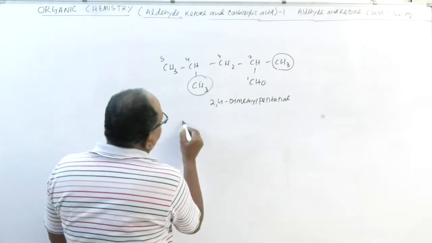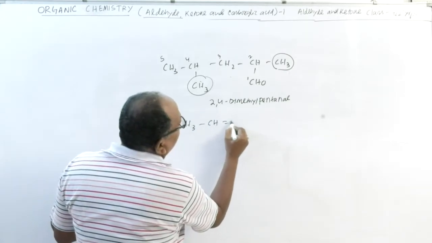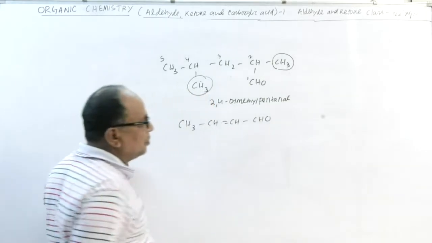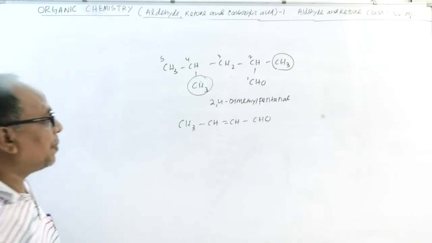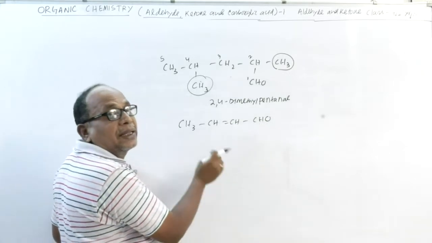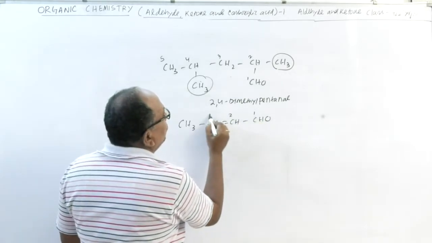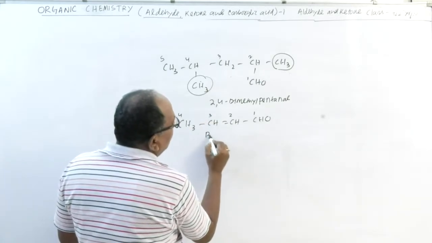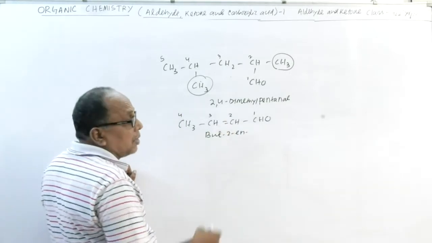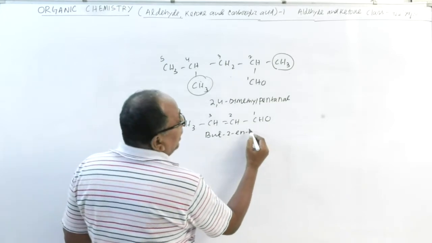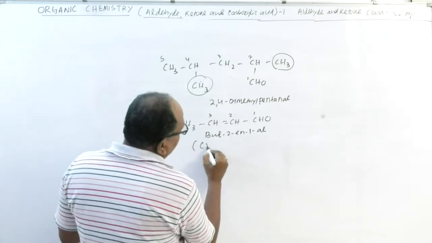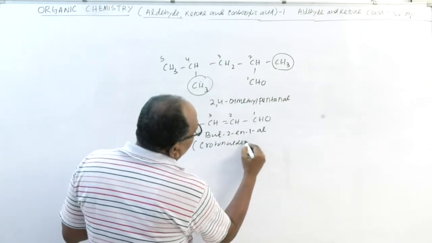Suppose I give you CH3, CH double bond CH, CHO. What is this compound? You see, this molecule contains a double bond as well as a CHO group, and the CHO group has more priority than the double bond. So 1, 2, 3, 4, 4 carbons, but 2-en means a double bond at the second carbon, and al. And this is a very common name, known as crotonaldehyde.